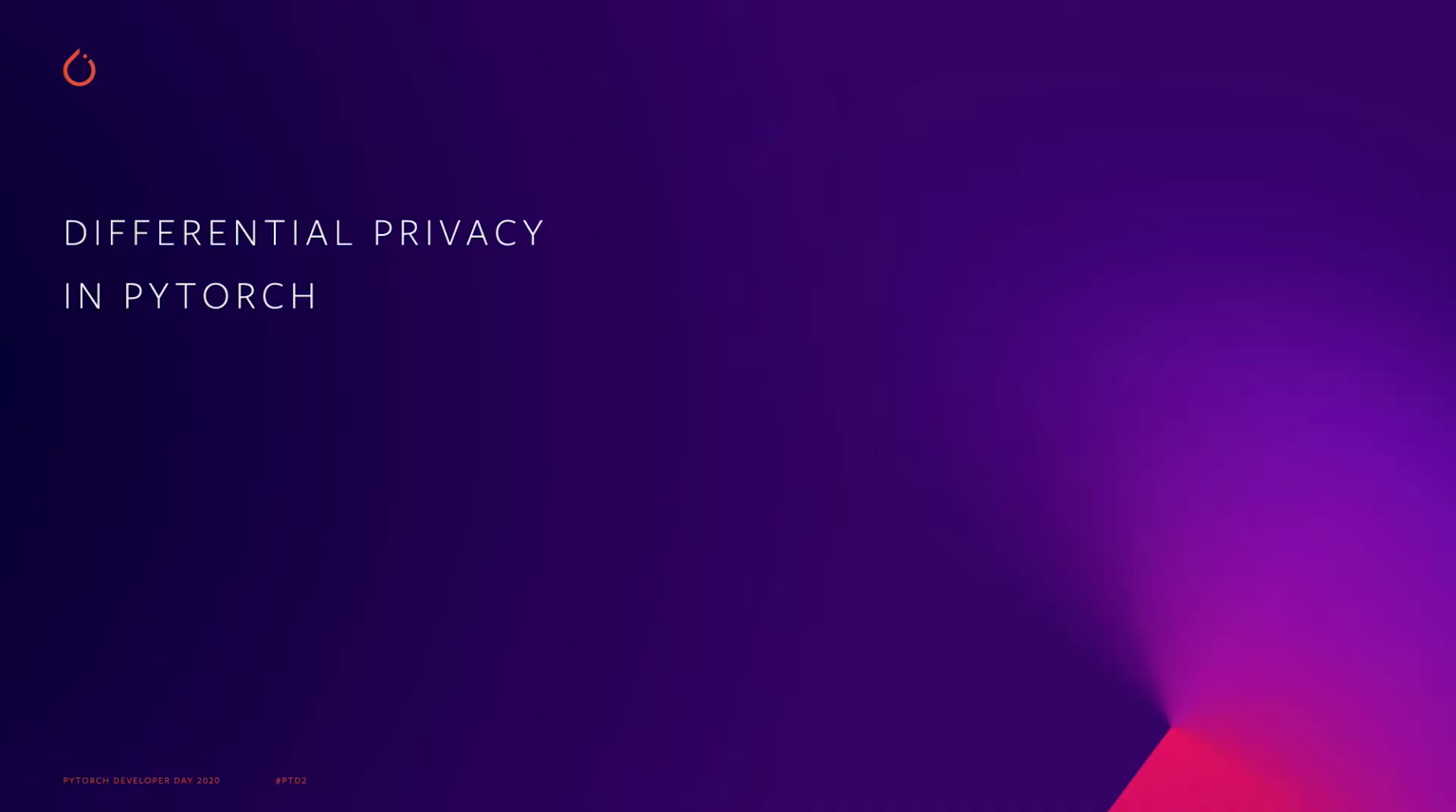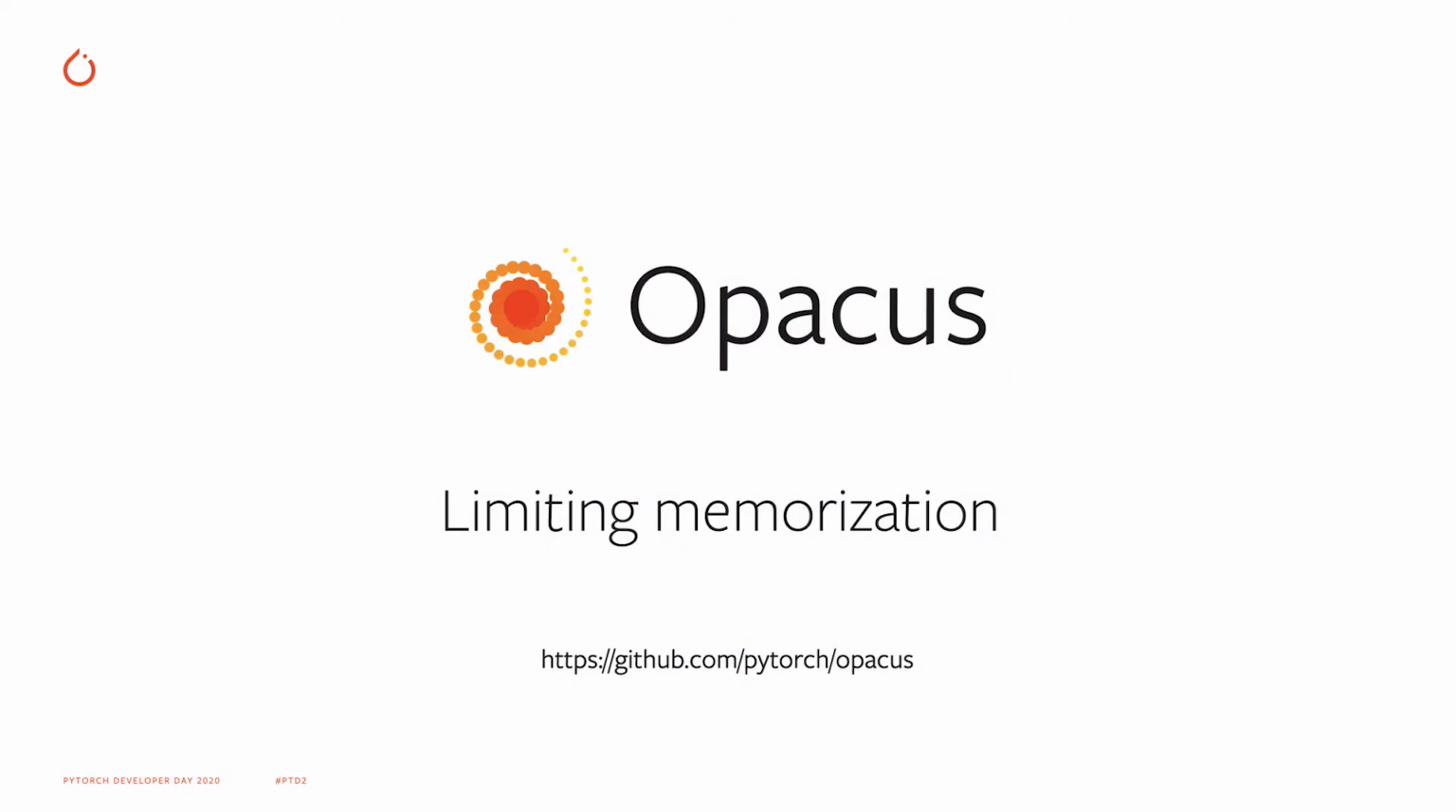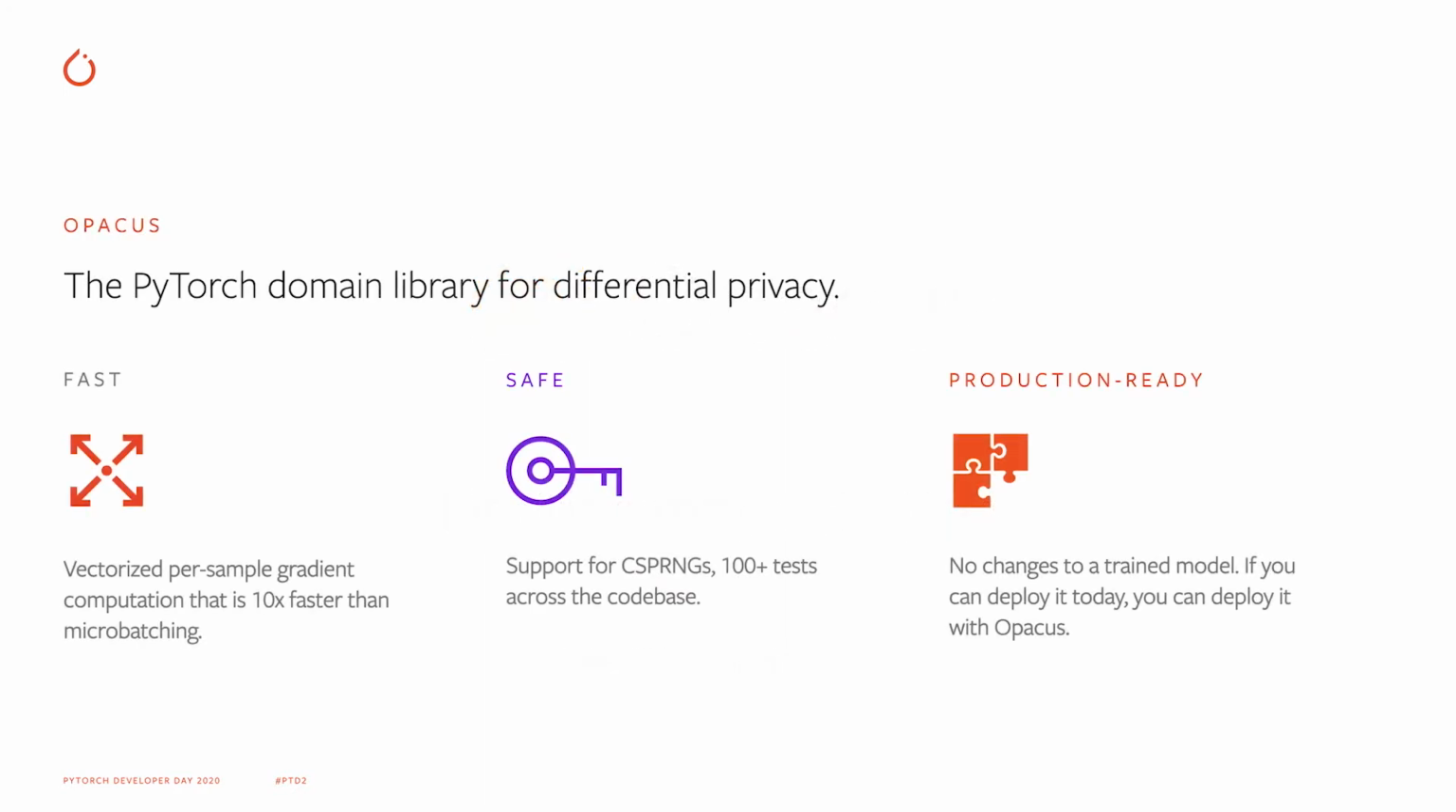PyTorch has made it simple to train advanced models, and now we're extending the simplicity to private models. We built a library for this. It's called Opacus, and it's a library to limit memorization. Opacus is the PyTorch domain library for differential privacy. We built it so that it's fast, it's safe, and it's production ready.